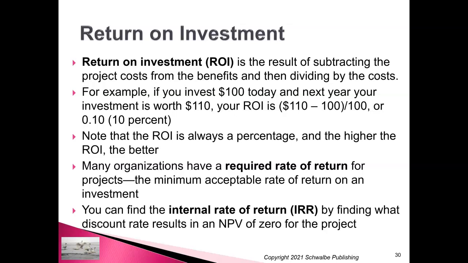It's called return on investment. Now, this is the result of subtracting project costs from the project benefits and then dividing that by the costs. That is a number you can use for your return on investment. So in this example, the project costs were $100. The benefits were $110, and so it's 110 minus 100 divided by 100. Your return on investment is 10%. Okay. This also is similar to IRR, internal rate of return. That's another way to assess your project.